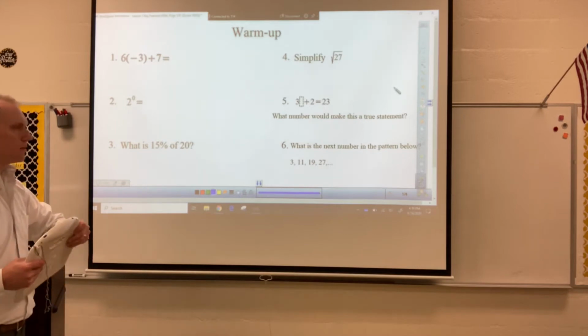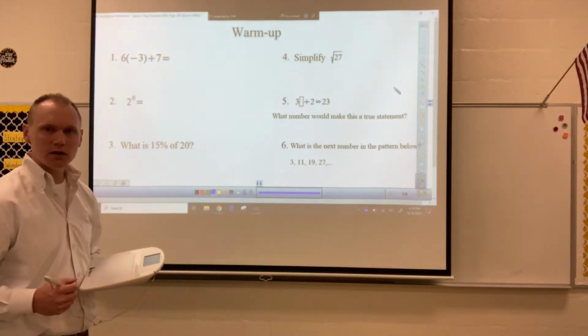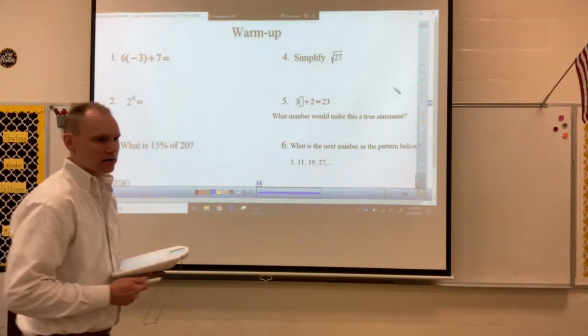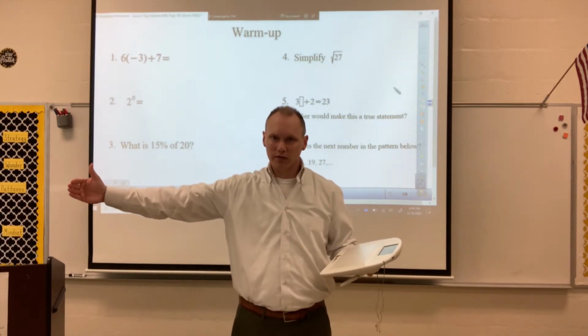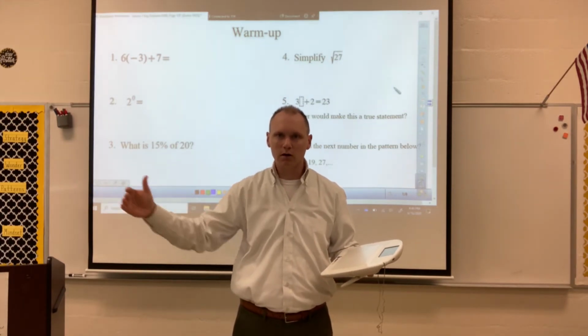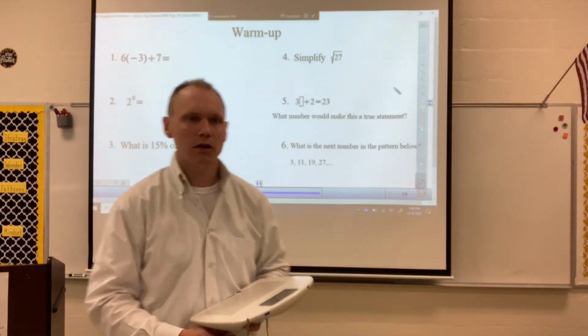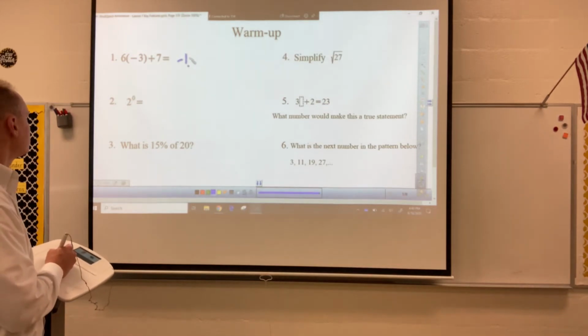So number 1, just kind of basic arithmetic here. 6 times negative 3 is negative 18 plus 7. So you're at negative 18, and then plus 7 should bring you back towards 0. So 7 back towards 0 would put you at negative 11. So negative 11 is the answer for number 1 here.